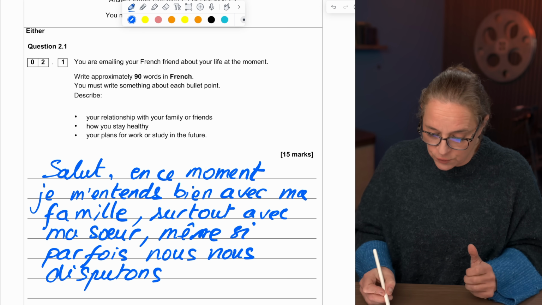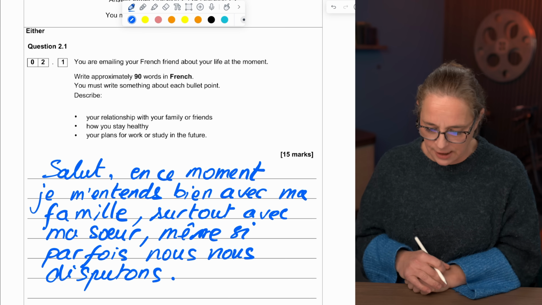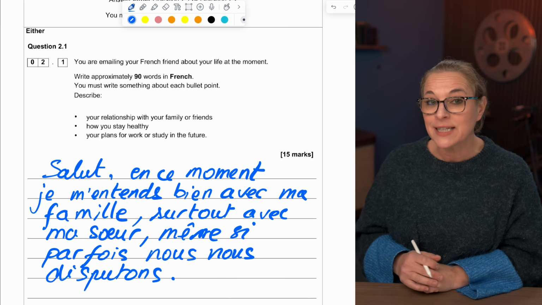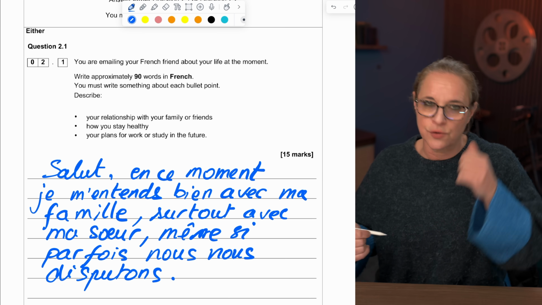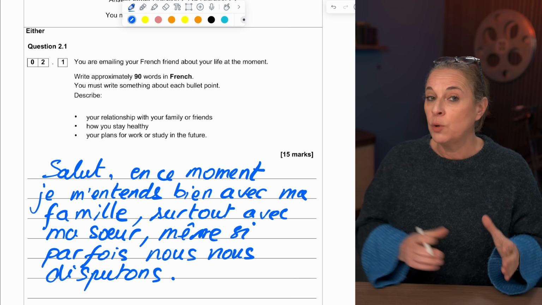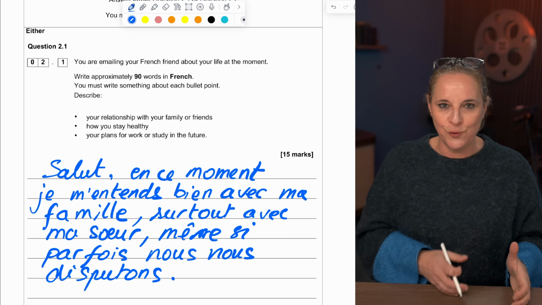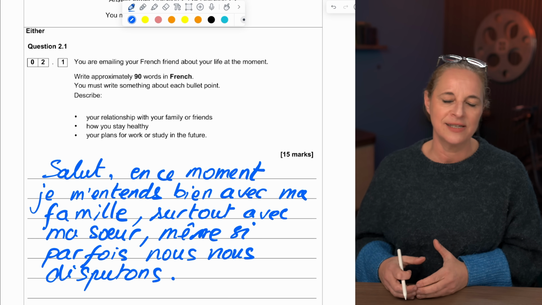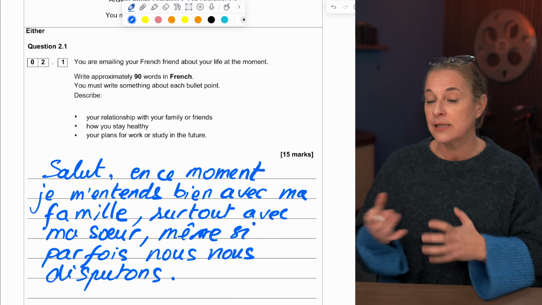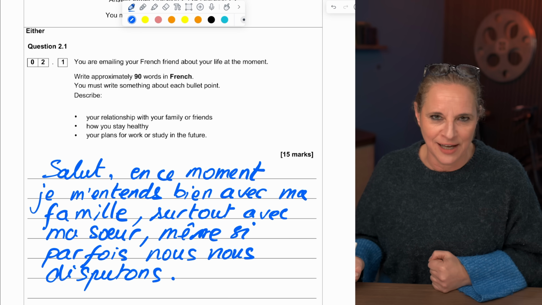Même si, parfois, nous disputons. Or, même si, nous disputons parfois. That works equally. Okay? So the difficulty here is nous disputons. So learn se disputer. Again, reflexive verb. Okay? When you use nous, the reflexive pronoun is nous. So nous, and then disputer is the word, so argue, okay? It's a ER verb, first group verb, so that's easy to conjugate, okay?